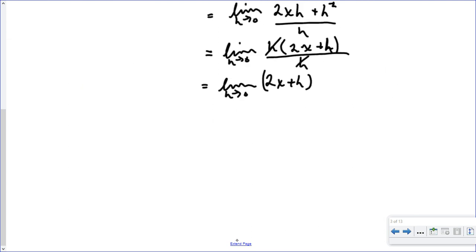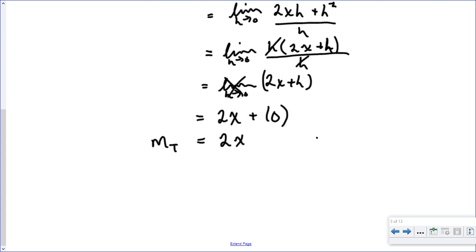Now I don't have a 0 in the denominator, so I can apply h equals 0, so I can actually apply my limit. I can drop the limit at this stage and write my expression as 2x, but wherever there's an h, I'm going to substitute in 0. So that's 2x, and that's the slope of my tangent line.